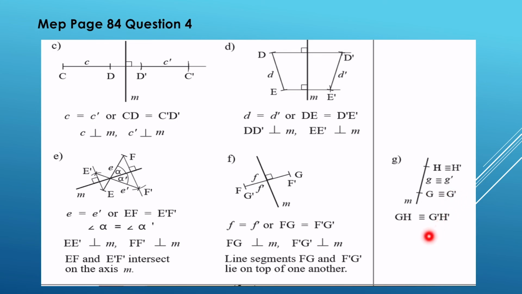The last one, which is GH, is on the mirror line, so the image will be the same one on the mirror line. G prime is equal to G and H prime is equal to H, and the distance will of course be the same. I think after all this practice, you will be able to construct a reflection of a segment, a point, or any other shape based on a given mirror line, inshallah.